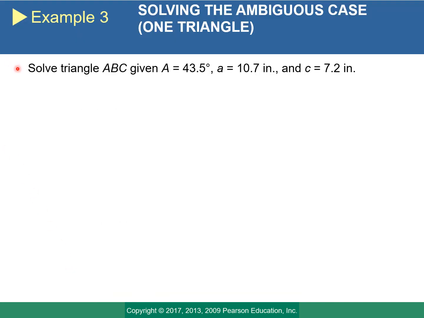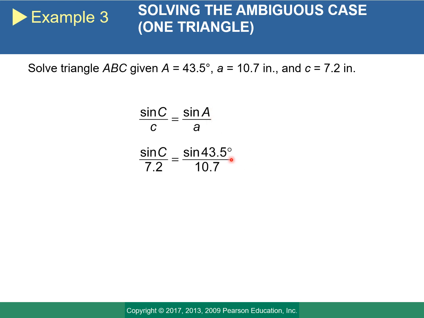So we'll try this out in an example. Solve this triangle given that A is 43.5 degrees, little a is 10.7 inches, and little c is 7.2 inches. We go to our law of sines and pick the setup based on what we are given. This time we're given little a and little c. The last couple of examples we were given little a and little b. We also know angle A, so that's good too.